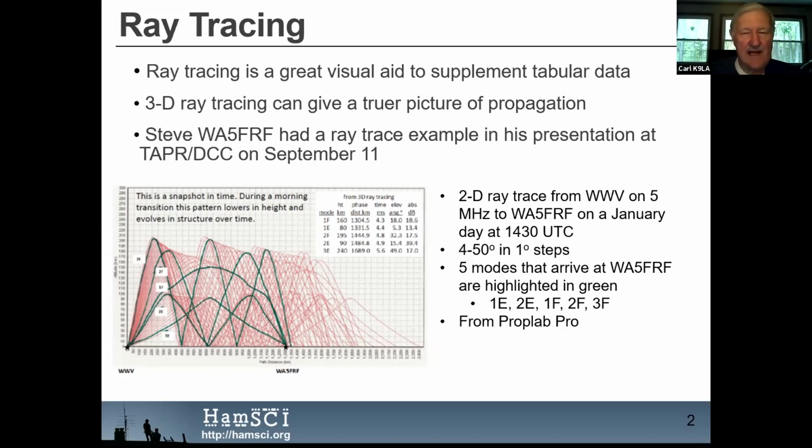There's a 1-hop E mode, there's a 2-hop E mode, there's a 1-hop F mode, there's a 2-hop F mode, and a 3-hop F mode. So things can get complicated pretty quick. The ray tracing software allows you to determine the phase or the delay, so you can generally sort out what you're receiving. And this came from PropLab Pro, one of the current ray tracing programs.